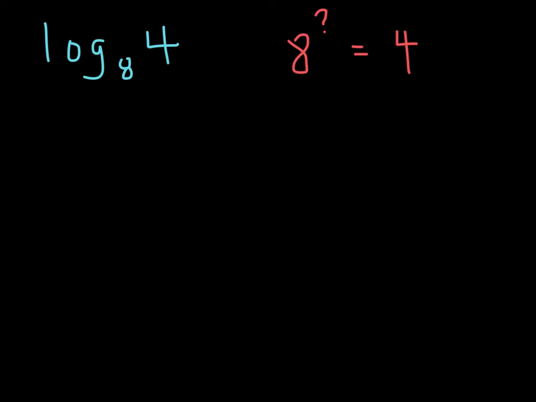What I'm trying to convince you of is the following. 8 raised to the 0th power is 1. 8 raised to the 1st power is 8. If you want to get 4, then you should raise your base 8 to a number that's between 0 and 1. Okay, so we know our final answer should be a fraction between 0 and 1 in order to get an output of 4, which is between 1 and 8.